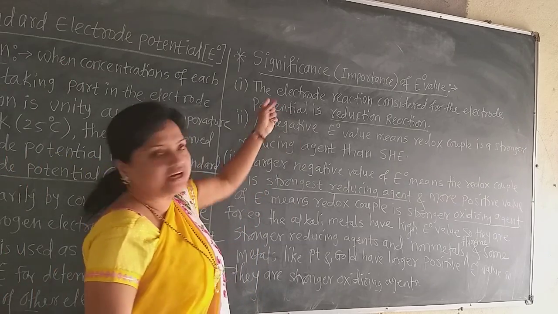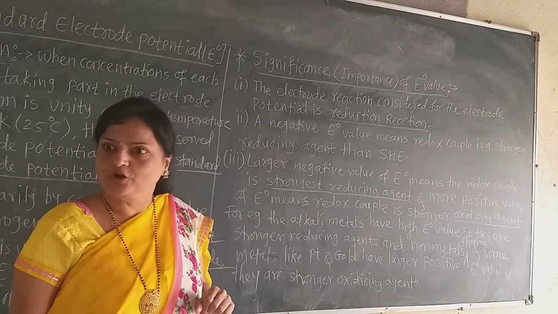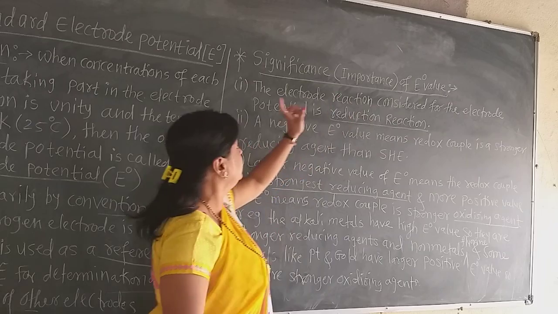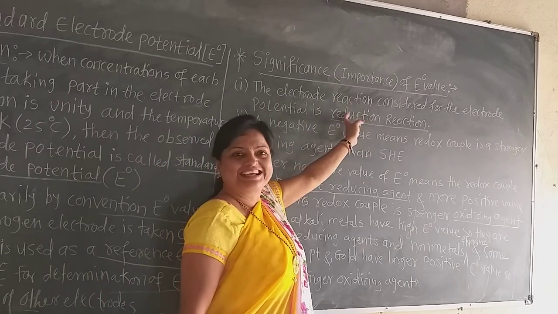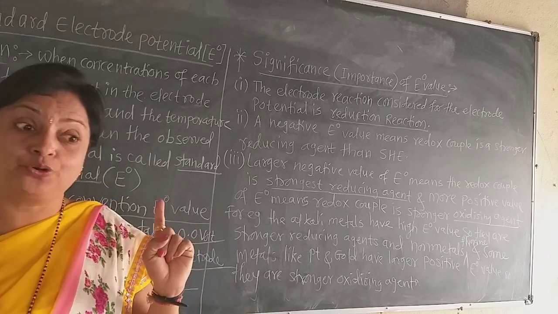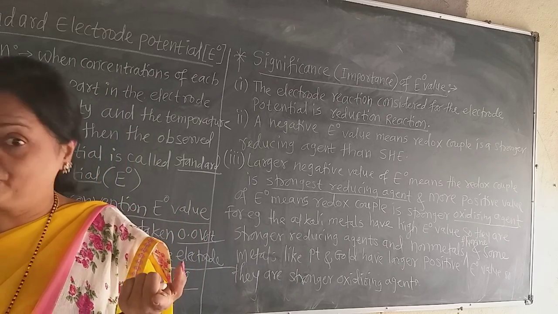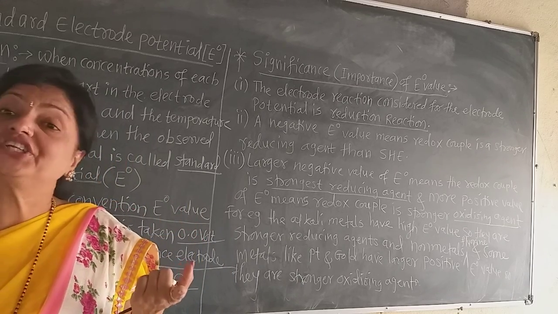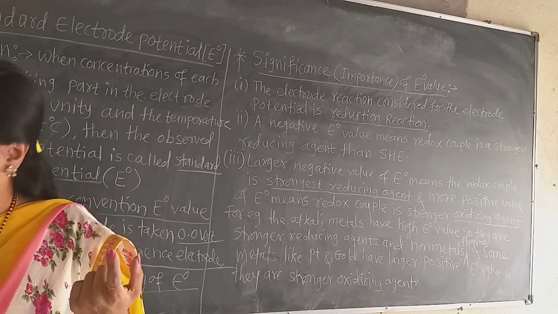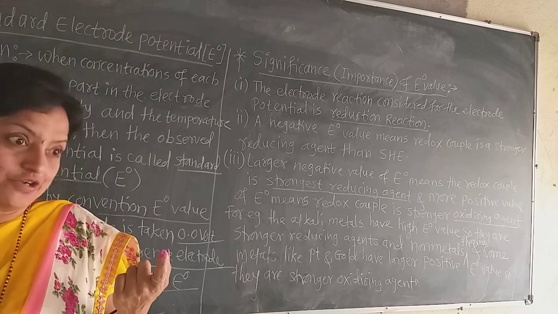So what is the first very important point or significance? The electrode reaction considered for the electrode potential is the reduction reaction and not the oxidation reaction. Remember, in MCQ, this may be asked for 1 mark. Which type of potential is taken as the standard electrode potential? That is the reduction potential, not the oxidation potential.